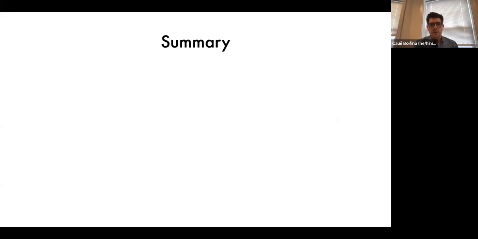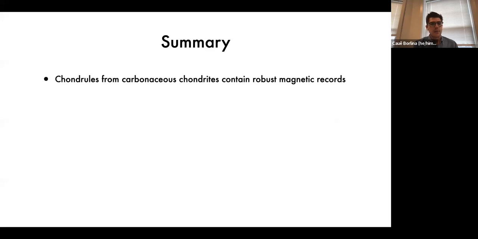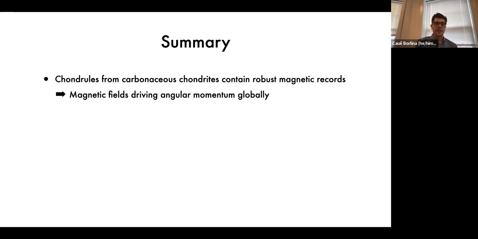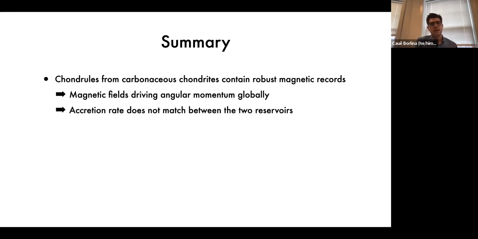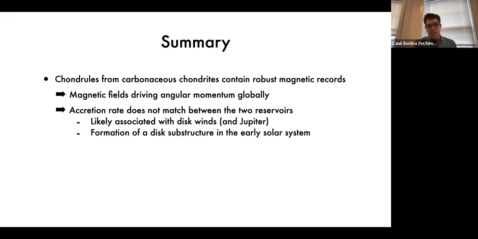in a new way. So I just want to summarize my talk here. We have carbonaceous chondrites that contain robust magnetic records. From those chondrites, and looking into the context of previous magnetic records, magnetic fields are driving angular momentum globally. And the accretion rates from those two reservoirs seem to be matching. And this could be associated with disk winds or the presence of Jupiter, essentially. And the presence of disk winds would likely form this substructure or a gap in the early solar system that could explain why we were observing those two reservoirs at that time.